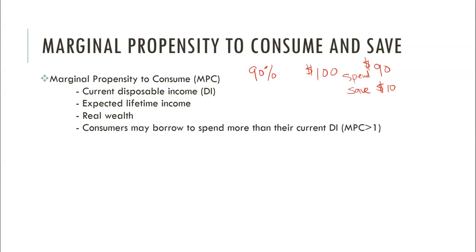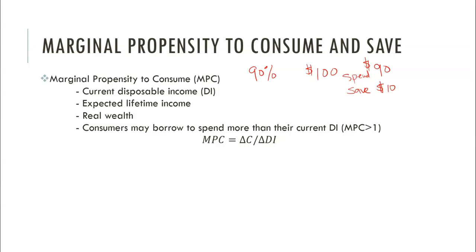Sometimes consumers borrow to spend more than their current disposable income. So we can have a negative saving rate. If you remember from our aggregate expenditure model, we can have dis-saving. Consumers are spending more money than they bring in. And that can happen through borrowing.